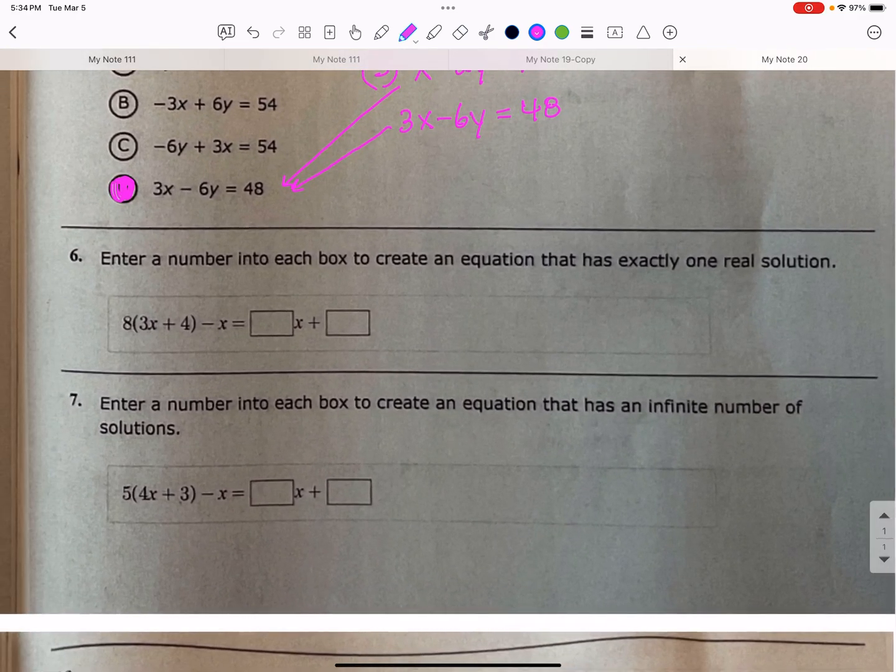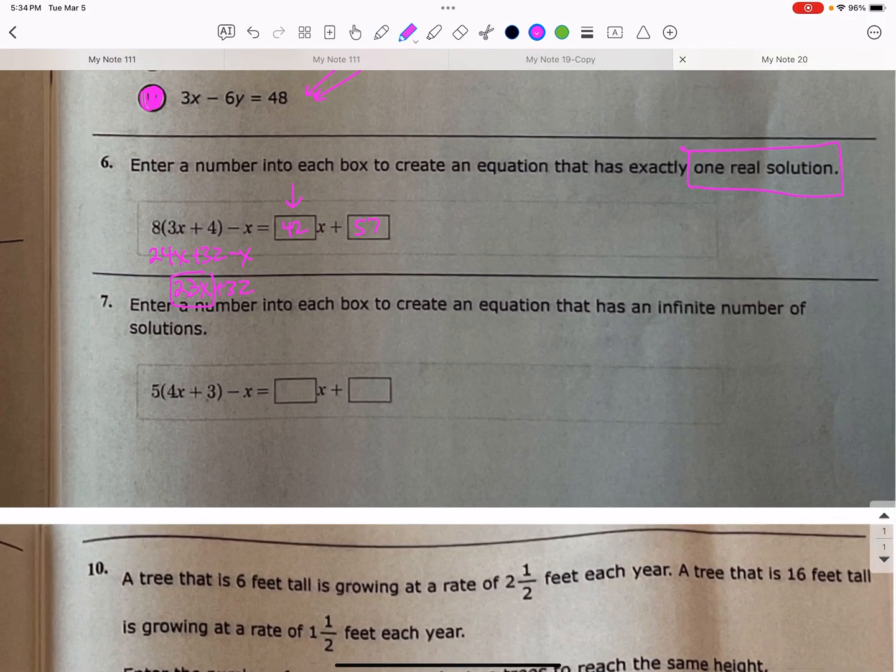Number 6, let's see. 24x plus 32 minus x means I have 23x's plus 32. So if I want there to be one solution, I can't have 23 x's over here, because that means I'll have 0 solutions or infinity solutions. So I'm going to put any other number besides 23. I'm going to put 42 x's plus 57. As long as I didn't put 23 in that box, because then the x's would have canceled out.